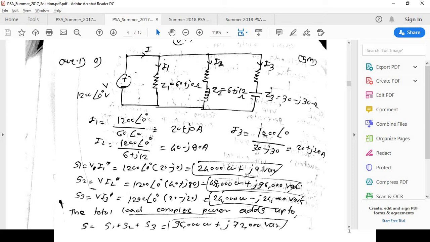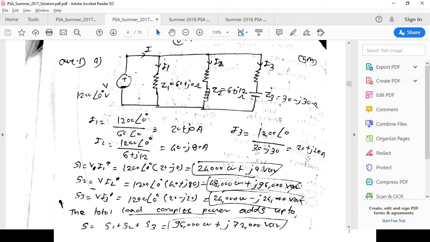Similarly, current flowing through load 2, I2, is equal to 1200 at an angle of 0 degree upon the impedance of load 2, 6 plus J12. So it will be 40 minus J80 ampere. And current flowing through load 3, I3, is equal to V upon Z3, that is 1200 at an angle of 0 upon 30 minus J3, that is 20 plus J20 ampere. Now we have the currents flowing through loads 1, 2 and 3 respectively.